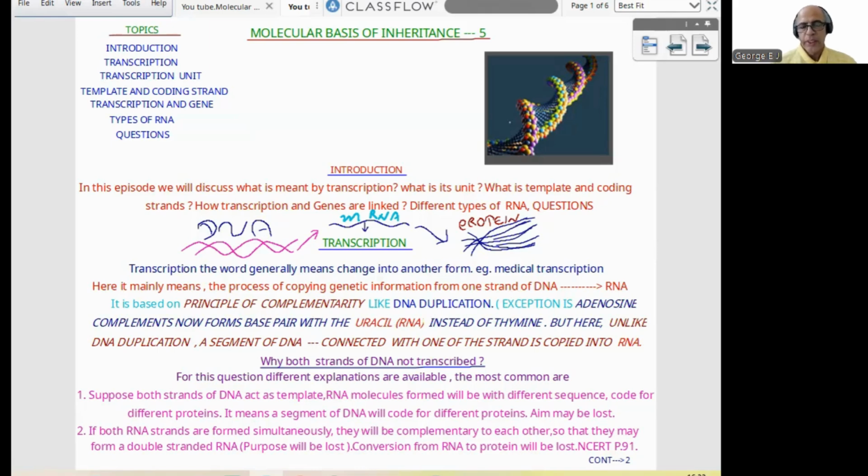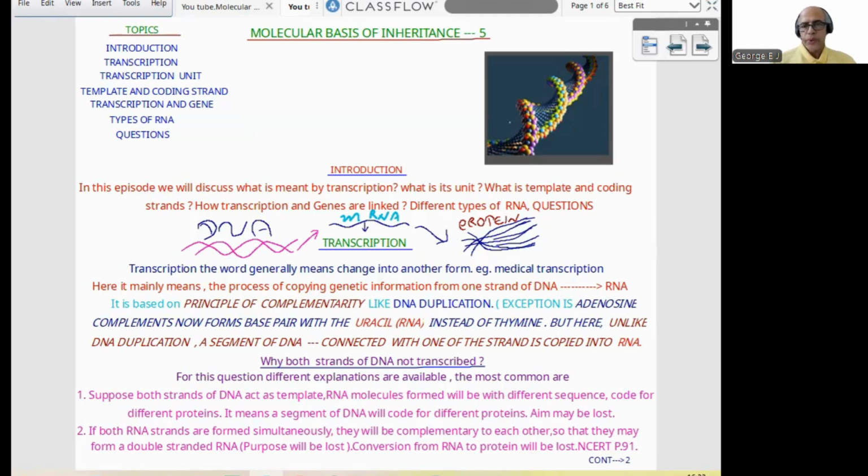So we can proceed. Introduction. What is meant by transcription? What is its unit? And what is meant by template and coding strand? How we can differentiate it? How that name came? And how transcription and genes are linked? Different types of RNAs. And 5 questions each. So first we can start with the transcription.